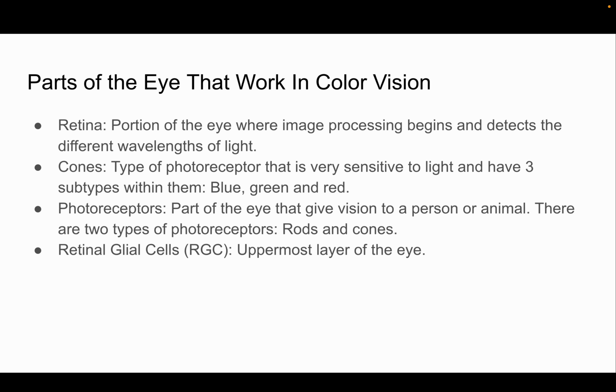Photoreceptors in general are parts of the eye that help the person or the animal see and give an interpretation to what they're seeing. There are two main types of photoreceptors: rods that are mainly used in seeing lightness and darkness, and cones that are mainly associated with seeing light. And the retinal glial cells are the uppermost layer of the eye, and they're very important to the second theory of color vision, which I'll discuss as we progress through the presentation.